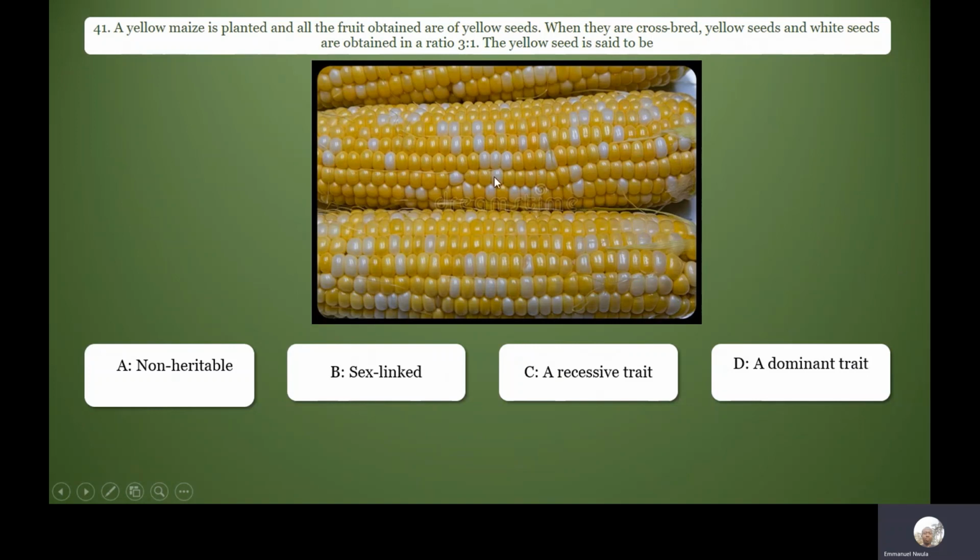Okay, you can see this maize. The yellow seeds are far more compared to the white ones. So you can see the yellow color is dominant.